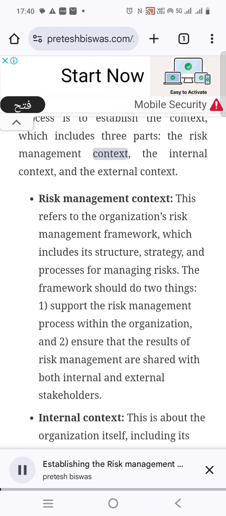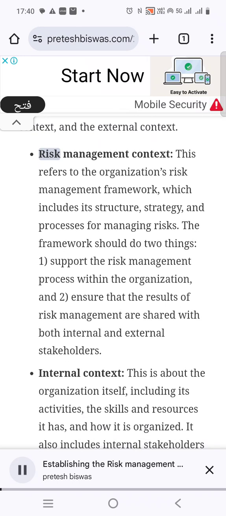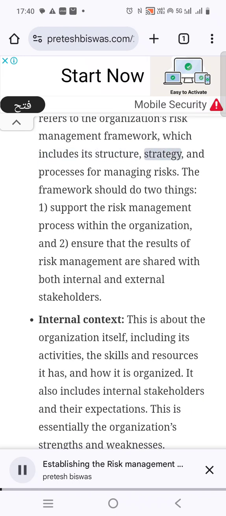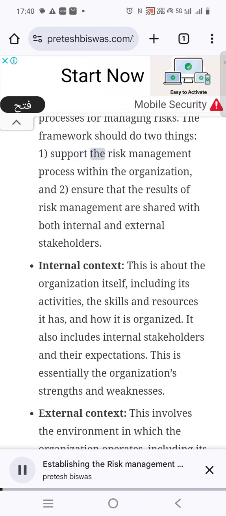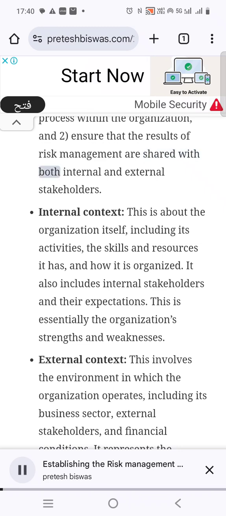The first step in the risk management process is to establish the context, which includes three parts: the risk management context, the internal context, and the external context. Risk management context. This refers to the organization's risk management framework, which includes its structure, strategy, and processes for managing risks. The framework should do two things. 1. Support the risk management process within the organization, and 2. Ensure that the results of risk management are shared with both internal and external stakeholders.